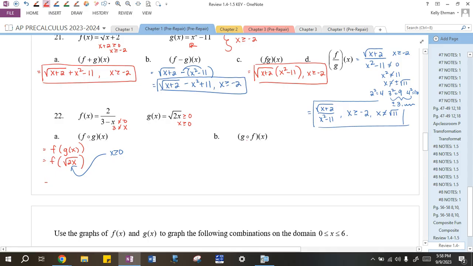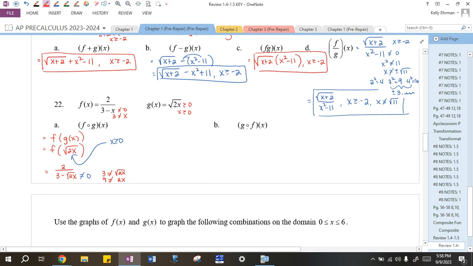And then when we plug that in to our function, 2 over 3 minus radical 2x, do we get any extra restrictions from this? Well, yes, because this denominator can't equal 0. So let's do some of that math. That would be 3 can't equal square root of 2x. Square both sides. 9 can't equal 2x. Divide by 2. 9 over 2 can't equal x. Okay, so x needs to stay greater than or equal to 0, but can't be 9 over 2.